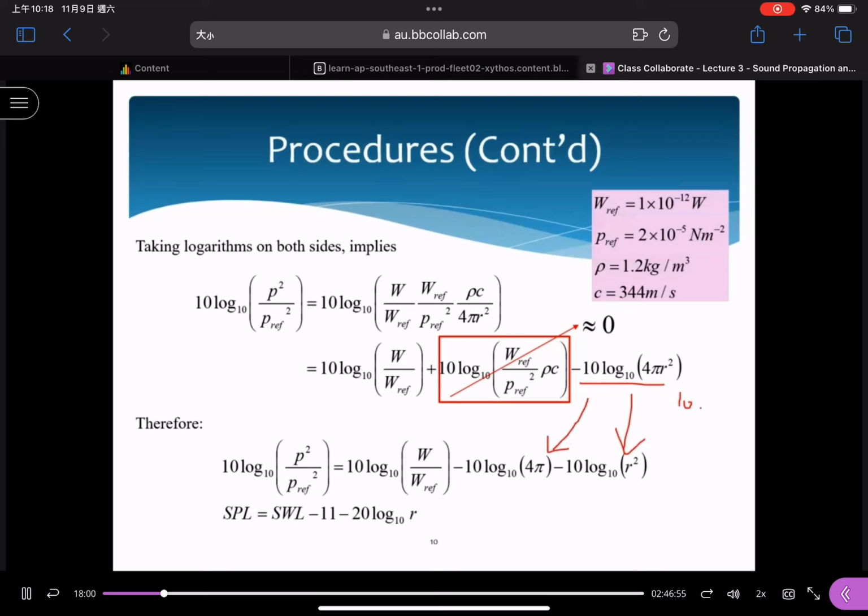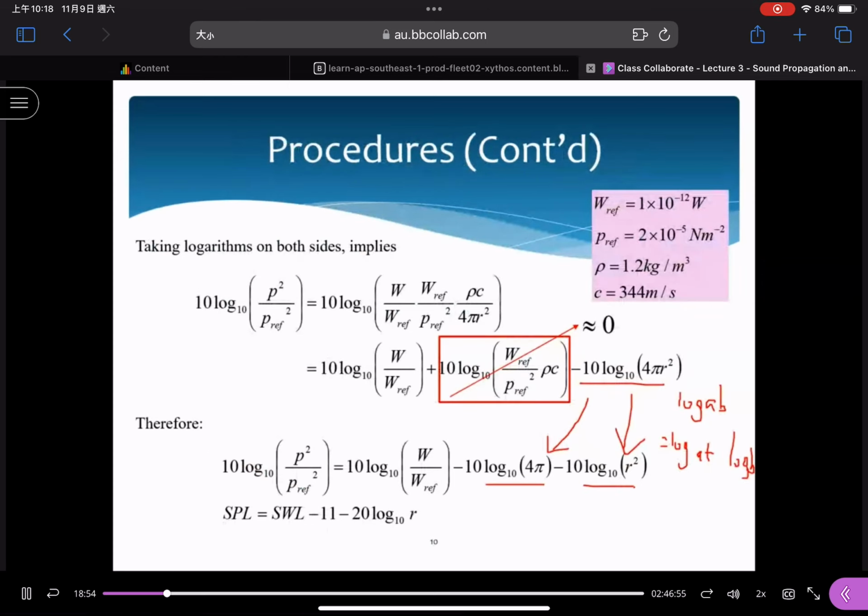Do you still remember that if we have a simple relationship like log AB, we can write it as log A plus log B? So that's why we can further rewrite it into this form. Now when we go to this one, we can simplify it as sound pressure level is equal to sound power level minus 11 minus this term. This term is relevant to the distance. The longer the distance, the lower the sound pressure level. It obeys the physics law. This equation is specifically for a point source only, for a point source.